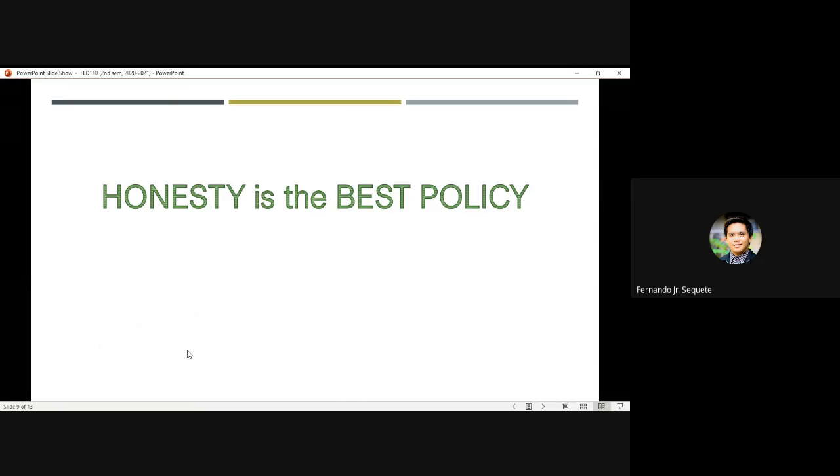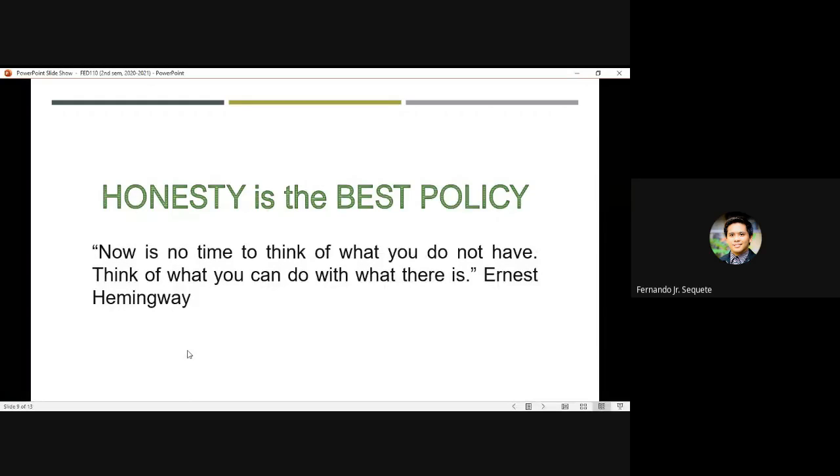Of course, honesty is the best policy. Now, that is actually a very cliche statement. Nakapaskil yan sa ating classroom nung elementary at sa sekundarya pa tayo. Even siguro sa senior high school, nakapaskil na siyang honesty is the best policy. Very cliche. The other one, according to Ernest Hemingway, sabi niya, now is no time to think of what you didn't have. Think of what you can do with what there is. That's actually the idea. The idea of Ernest Hemingway is all about initiatives. Being wise also, na wag nating isipin kung ano yung wala.